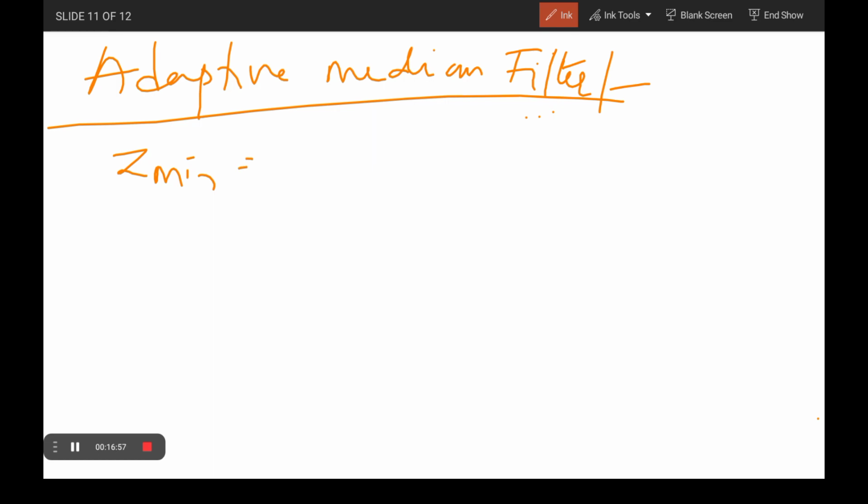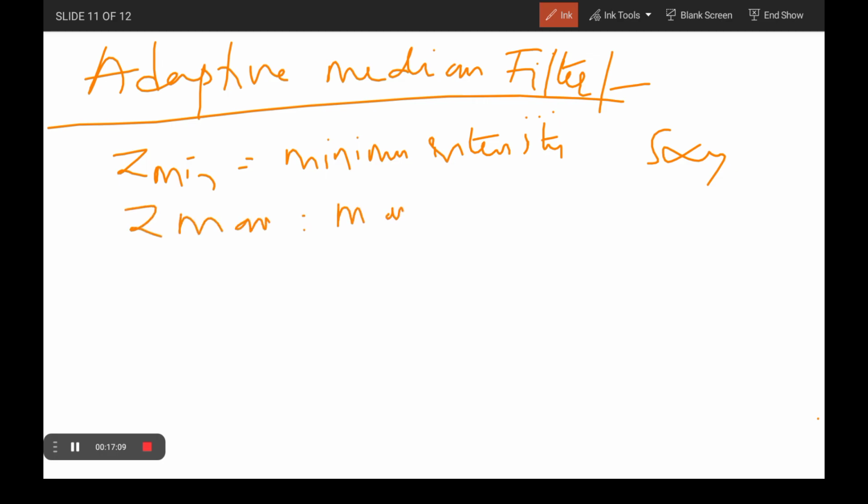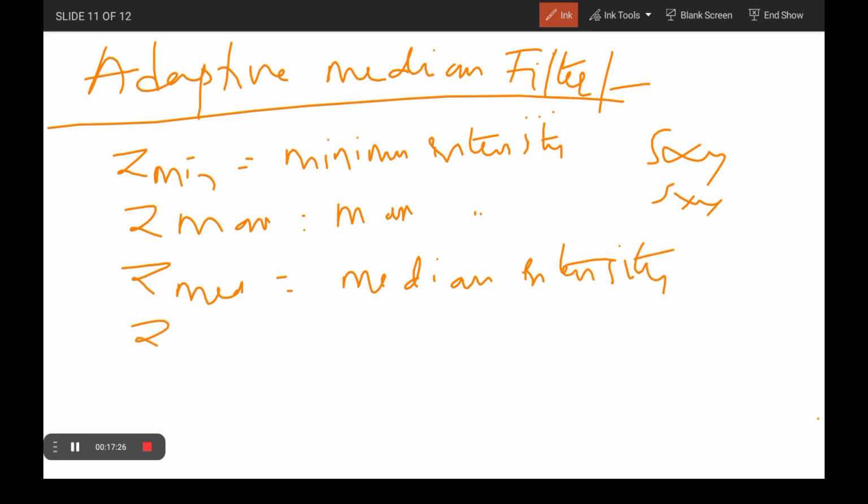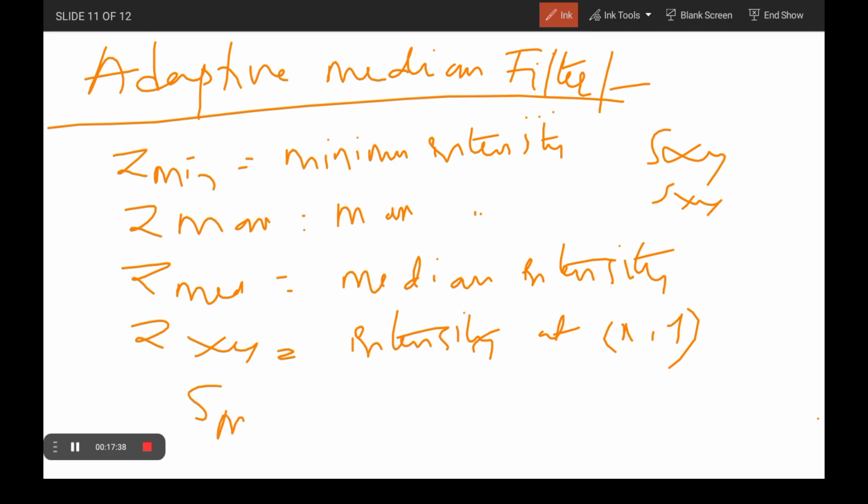So Z min is nothing but the minimum intensity value in S_xy, and Z max means the maximum value in S_xy. Z med is the median intensity in S_xy. Z_xy represents the intensity value at coordinates x, y. S max is the maximum allowed size of S_xy. Okay, so those are some of the important points in the case of the median filter.